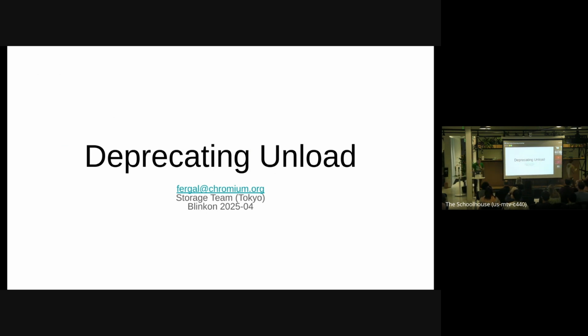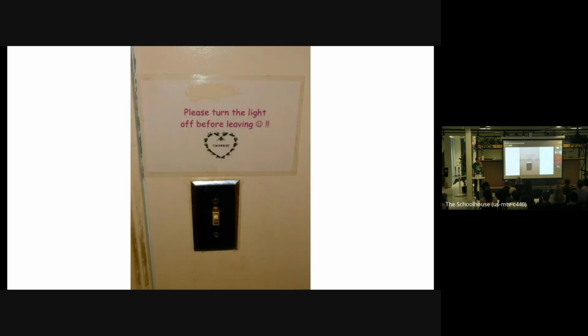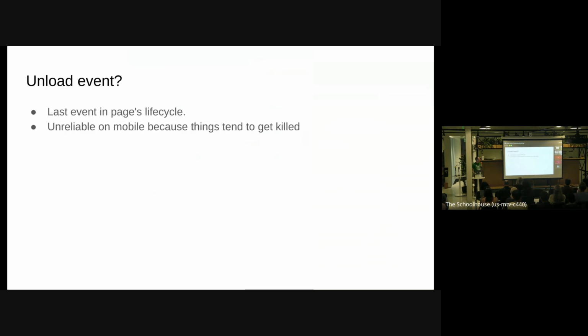Thanks. Hi, I'm Fergal. I work in Tokyo on the storage team. I'm going to talk to you about deprecating the unload event. The unload event is the last thing that runs in the browser when you navigate away from a page. It's the thing that turns off the lights on the way out, if you want. So it's the last event in the page's lifecycle. It's unreliable on mobile because often we kill a browser or kill a page, kill a process without running any of those kinds of events.